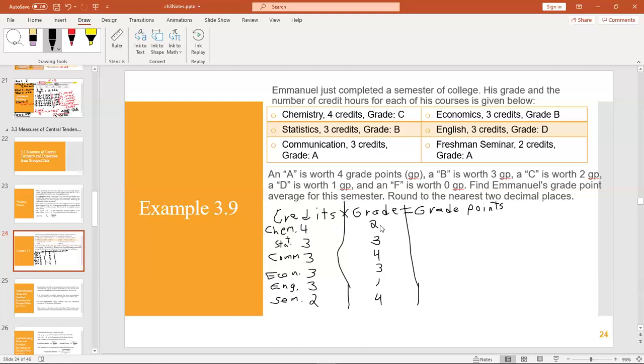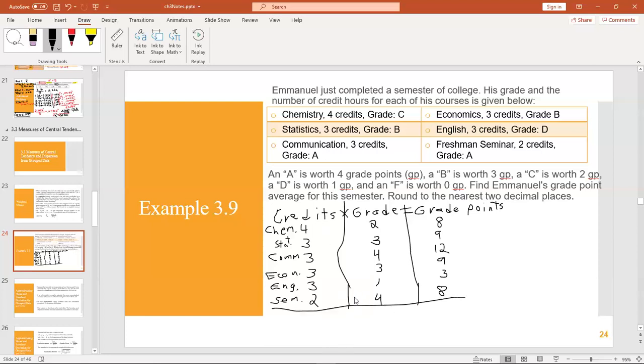So we're going to multiply all these numbers going across here. So this is going to give us 8 grade points. 3 times 3 is 9. 3 times 4 is 12. 3 times 3 is 9 again. 3 times 1 is 3. 2 times 4 is 8.